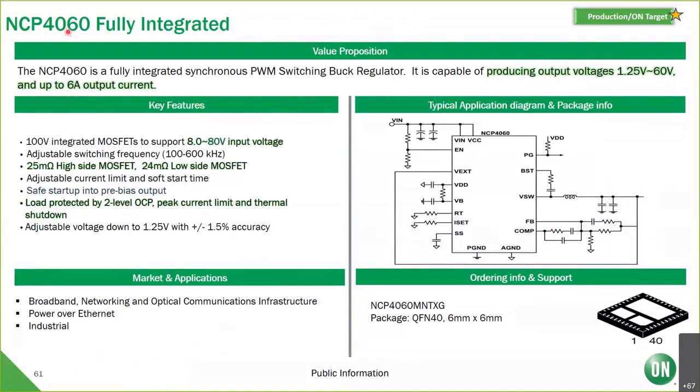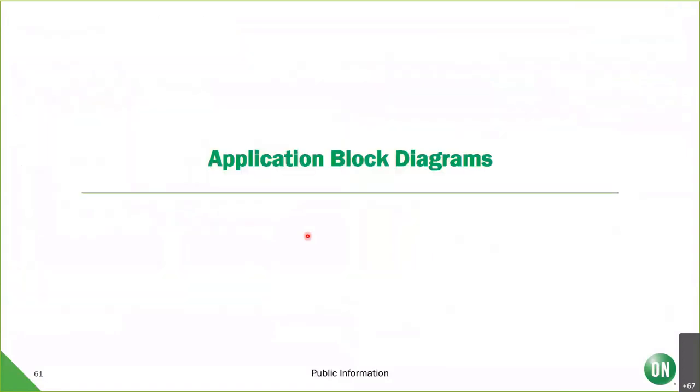The NCP4060, that's our 80 volt device. So it takes an input from 8 volts to 80 volts, a 6 amp output. It's got load protection as well. It's got the adjustable voltage down to 1.25 volts with plus or minus 1.5% accuracy. So a very nice device if you need to go above 65 volts. We've got the NCP4060 that goes up to 80 volts, and it produces output voltage of 1.25 to 60 volts, up to 6 amps. Also a thermally enhanced package. You always want to look for that in these higher current devices.